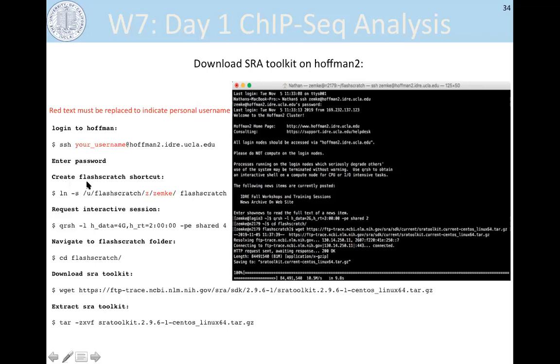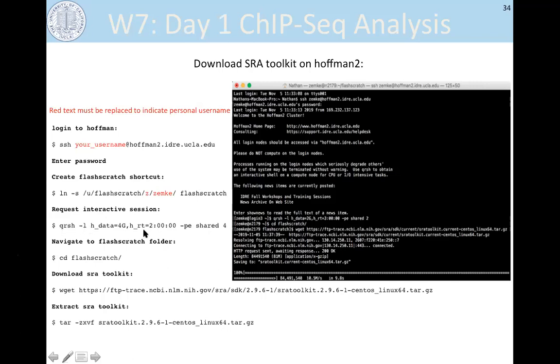But what I like to do is create a shortcut from the home directory. So after you log in, you can create a Flash Scratch shortcut by using this command. When you use this command, make sure you don't have a space after this. This is going to name the symbolic link, or the shortcut, as Flash Scratch. And then we are going to request an interactive session using this command. In a minute, I'm going to go through these commands on terminal.